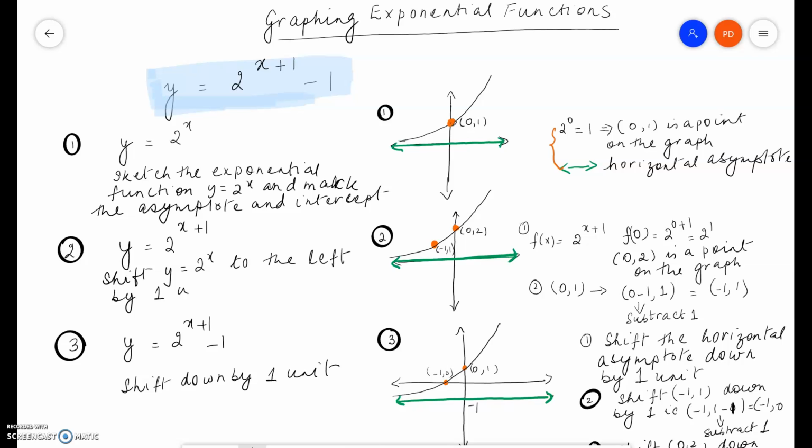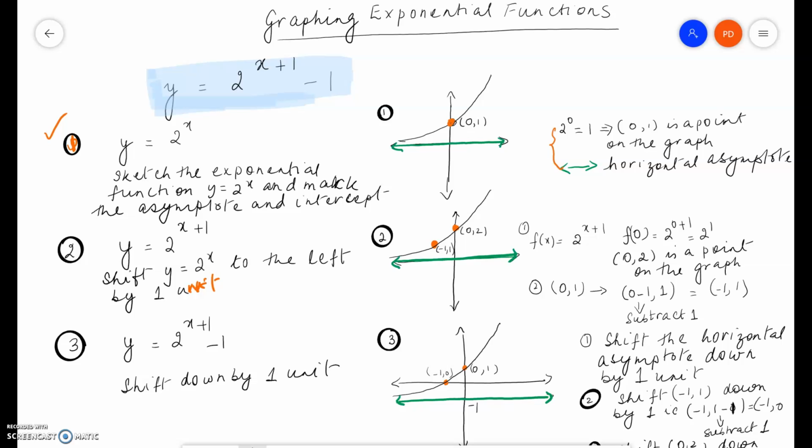We're done with step 1. Our next step is to sketch the graph of y equals 2 to the x plus 1. When we change x to x plus 1, the graph shifts to the left by 1 unit. So we shift the graph to the left by 1 unit. Remember that when the graph shifts to the left, the horizontal asymptote remains the same.